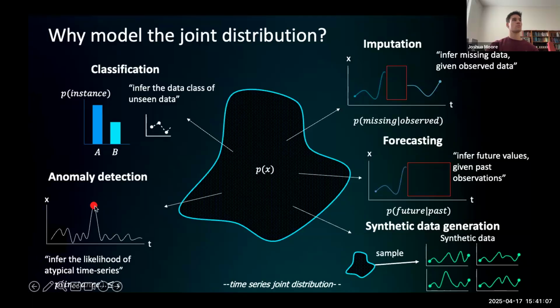Another application might be anomaly detection. So you might have a signal and there's some observation that's unlikely given the past observations of normal or non-anomalous behavior.